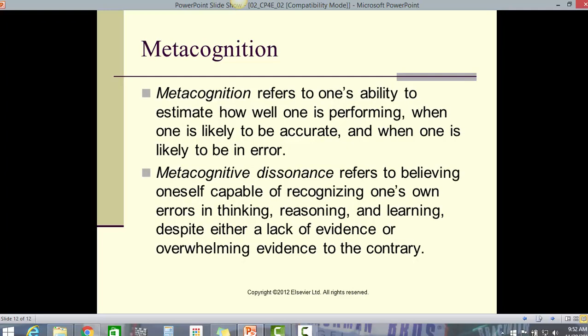Metacognition. Metacognition refers to one's ability to estimate how well one is performing, when one is likely to be accurate, and when one is likely to be in error. Metacognitive dissonance refers to believing oneself capable of recognizing one's own errors in thinking, reasoning, and learning, despite either a lack of evidence or overwhelming evidence to the contrary.